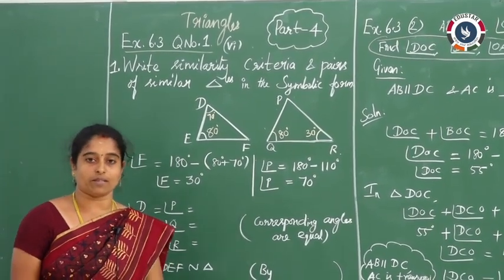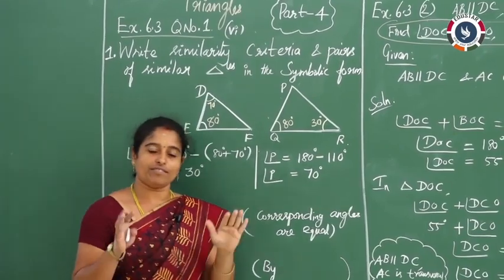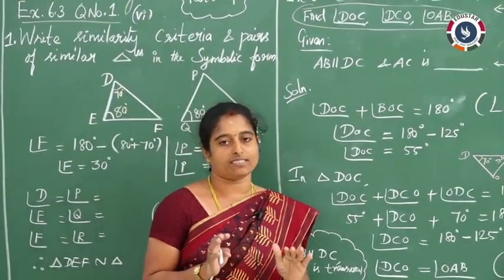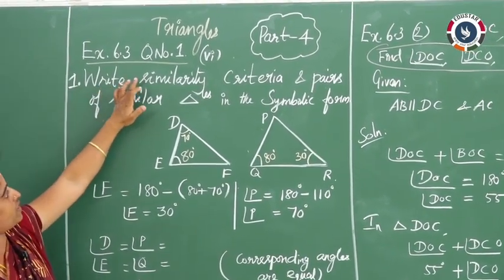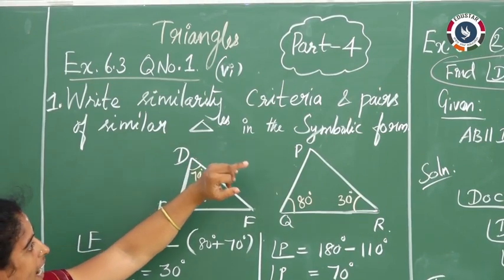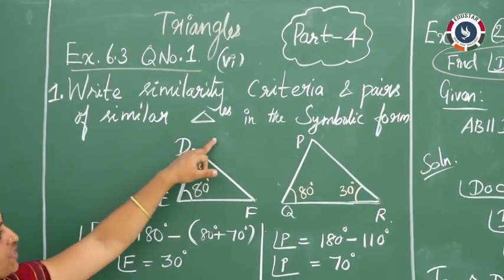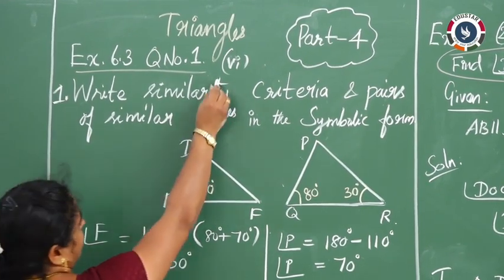Now we are going to discuss part number 4 of triangles, and especially we are going to do full exercise questions in this video. So, exercise 6.3 question number 1. Write the similarity criteria and pairs of similar triangles in the symbolic form. So this is the question.